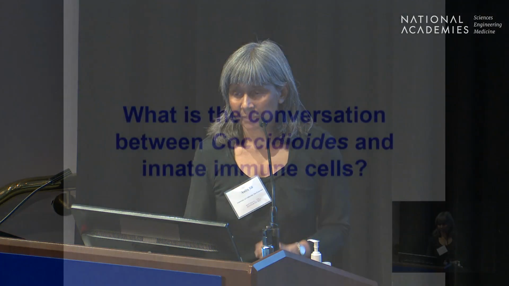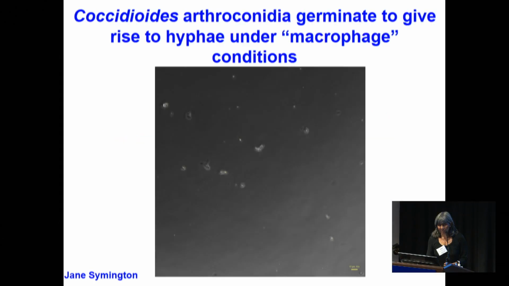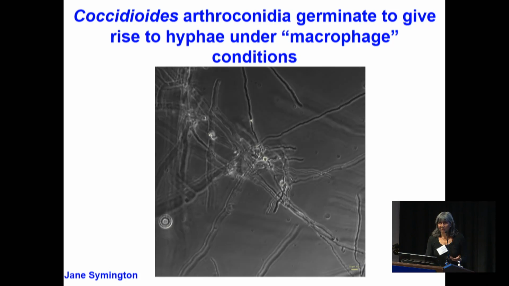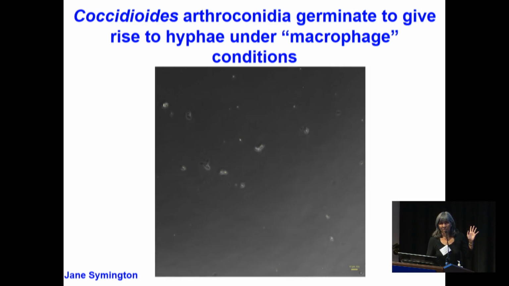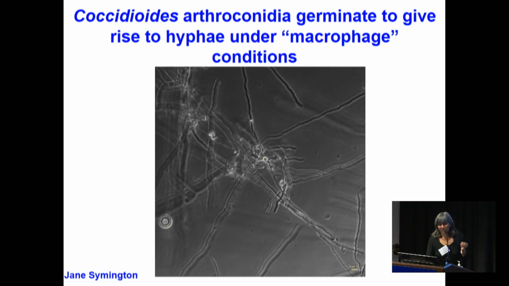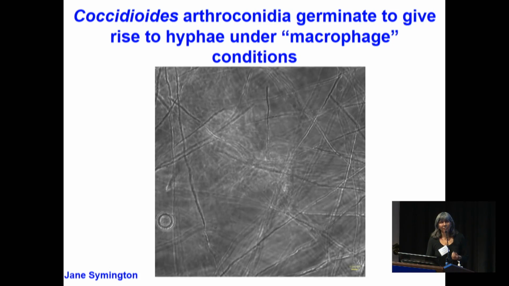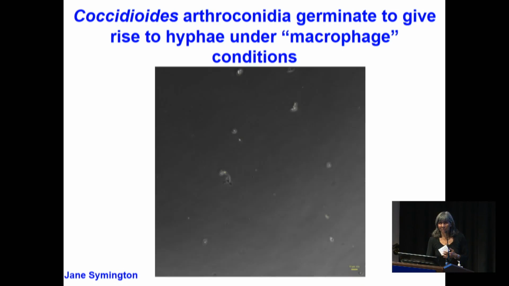So I wanted to show you a couple of movies about how these macrophages stimulate the appearance of spherules. If you take arthroconidia and you incubate them in macrophage media, but without macrophages, what you see is the development of hyphae, the same form that we would normally see in the soil. These movies are taken with one image every hour for 3 days, and you can see that you get this robust mat of hyphae forming.